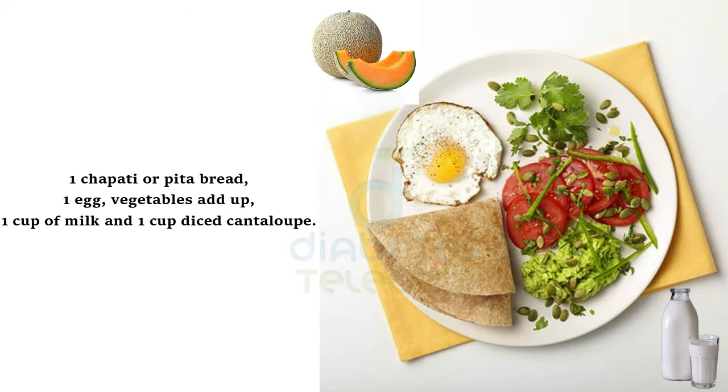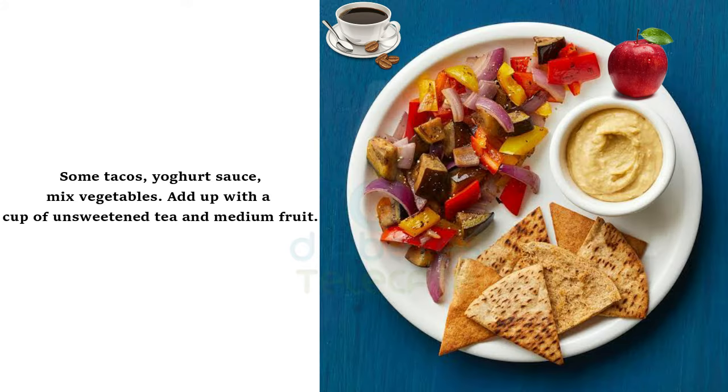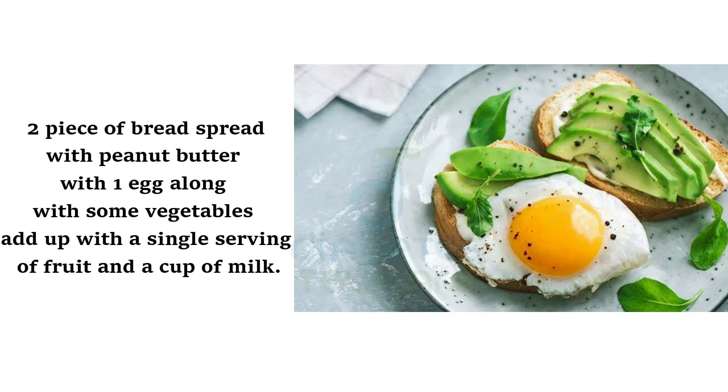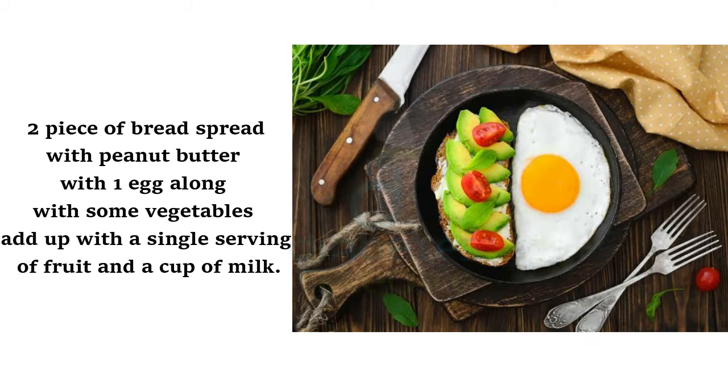1 chapati or pita bread, 1 egg, vegetables, add up 1 cup of milk and 1 cup diced cantaloupe. Some tacos, yogurt sauce, mixed vegetables. Add up with a cup of unsweetened tea and a medium fruit. 2 pieces of bread spread with peanut butter with 1 egg along with some vegetables, add up with a single serving of fruit and a cup of milk.